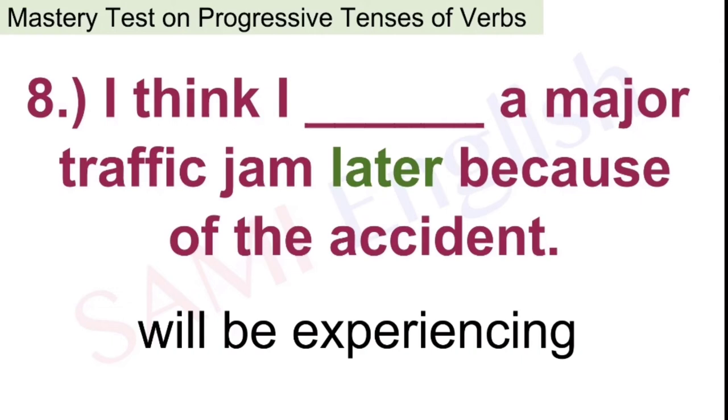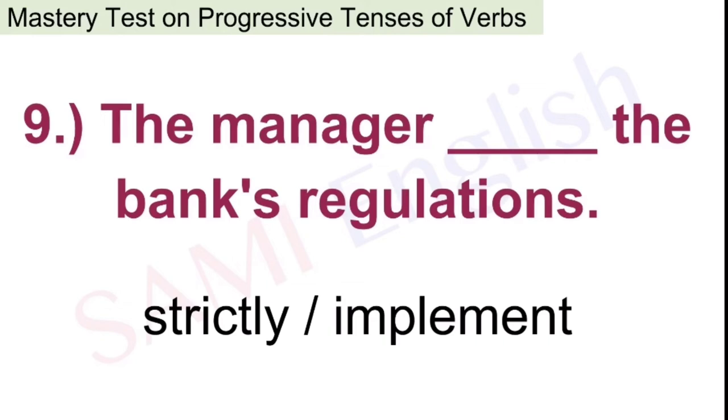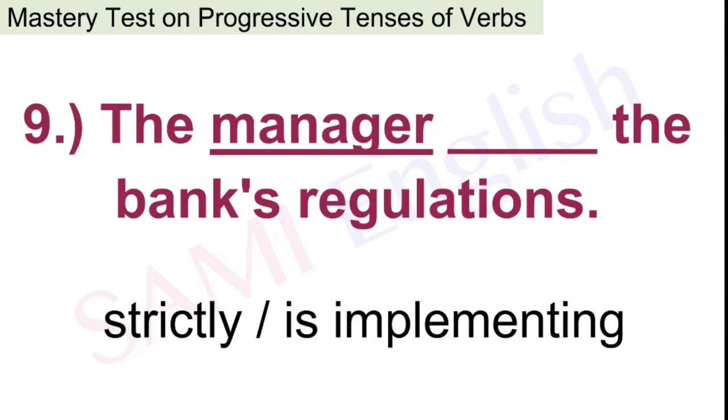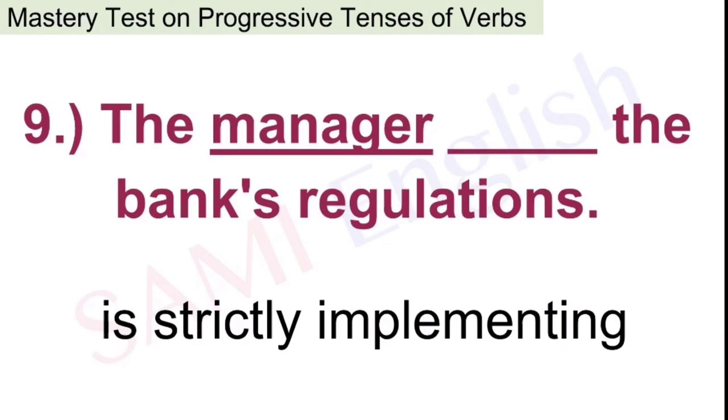Number 9. The manager blanked the bank's regulations. Manager is singular, so we use is, okay? Is implementing. Strictly will be put after is. Is strictly implementing. The manager is strictly implementing the bank's regulations.